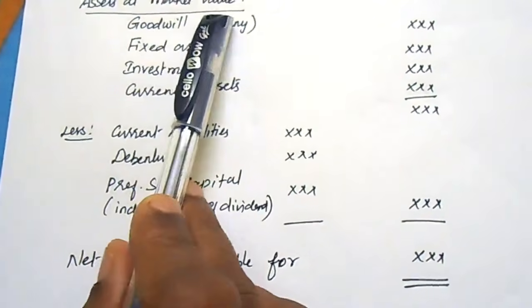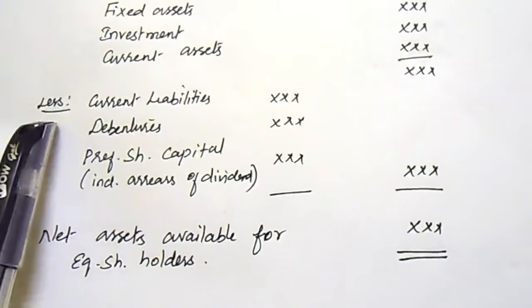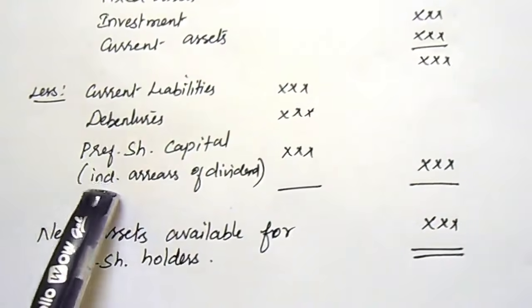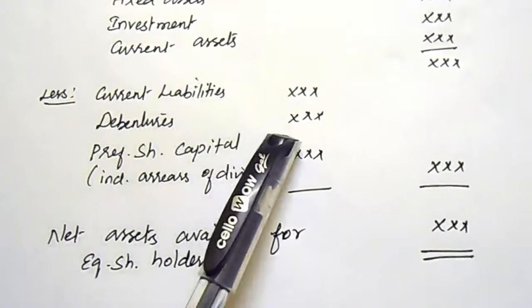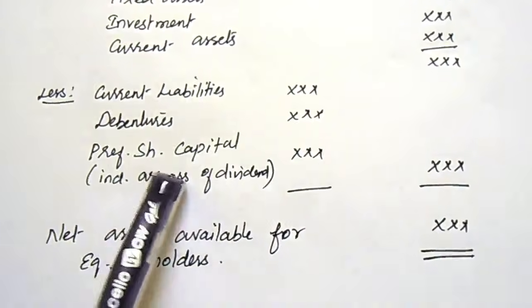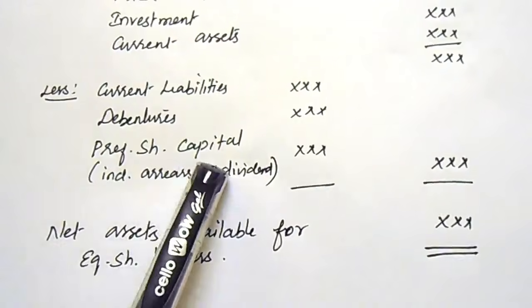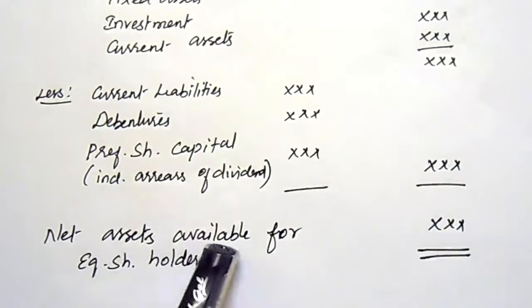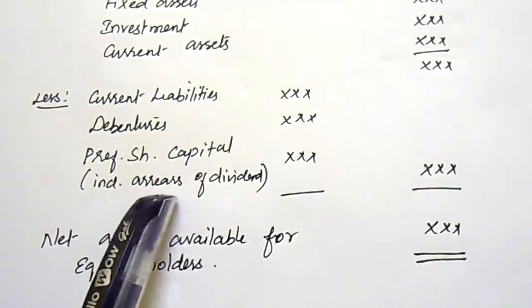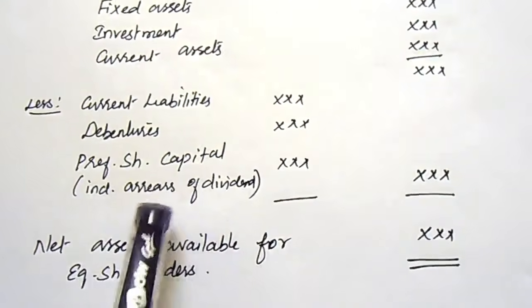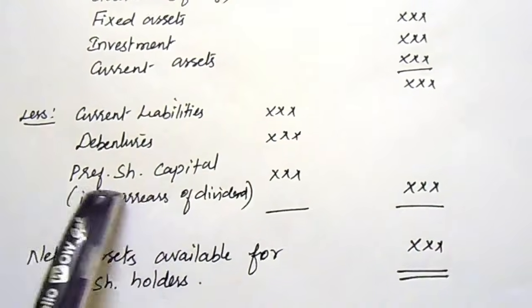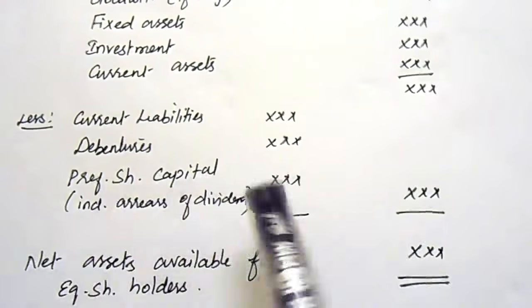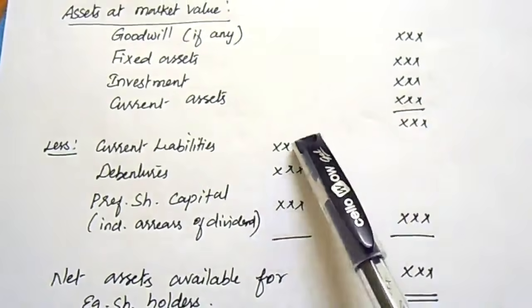Next, after finding the total asset at market value, you need to subtract liabilities. Liabilities means you need to take only third party liabilities, that is current liabilities, debentures, preference share capital. Preference share capital also should be subtracted. Why? Because you are going to find the net asset available for equity shareholders, which excludes preference shareholders. So you need to subtract the preference share capital if it is given in the balance sheet liability side, or else you need not worry about it.